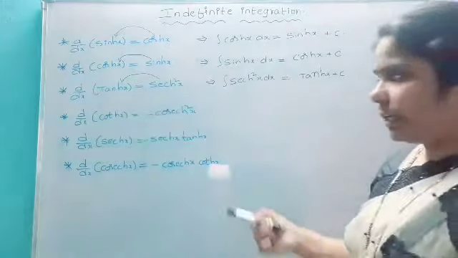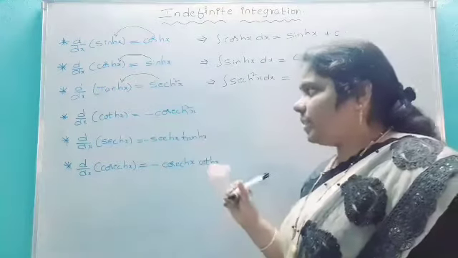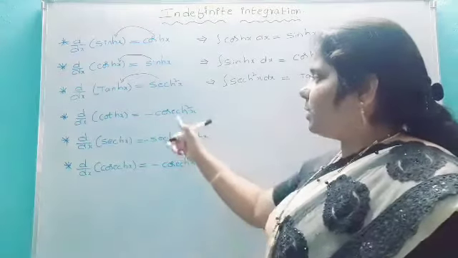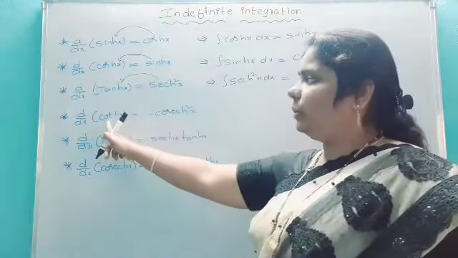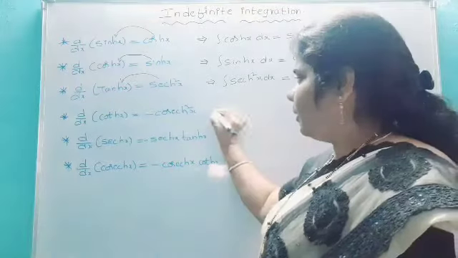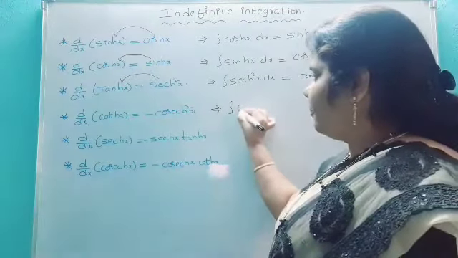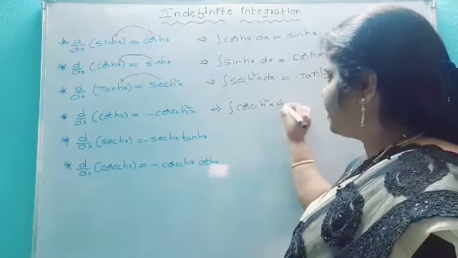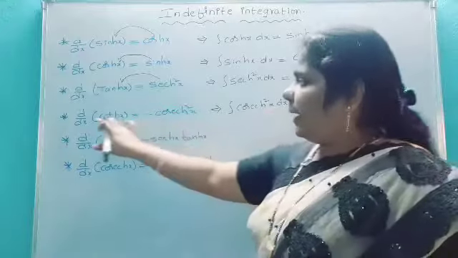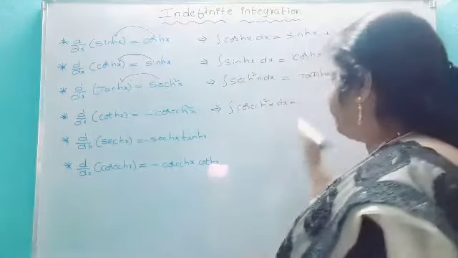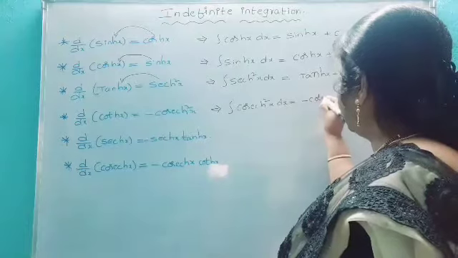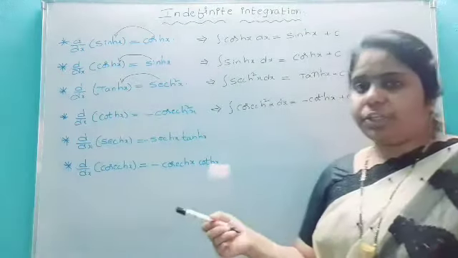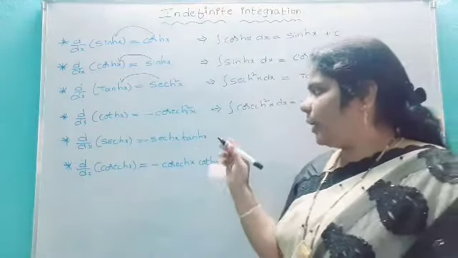Next, apply the integration to cosech square x. This minus is transferred to that side. That is, integral of cosech square x dx is equal to minus coth x plus c.